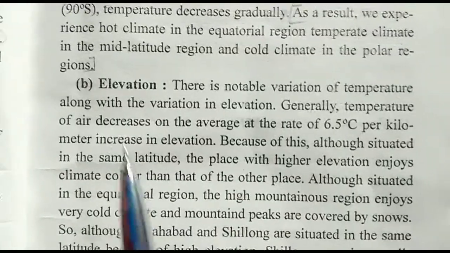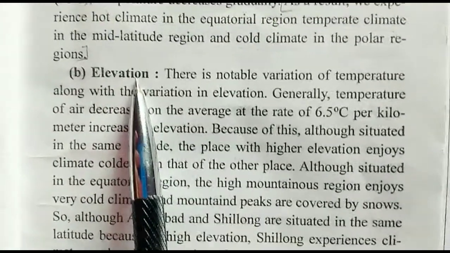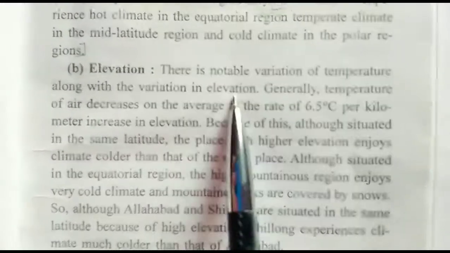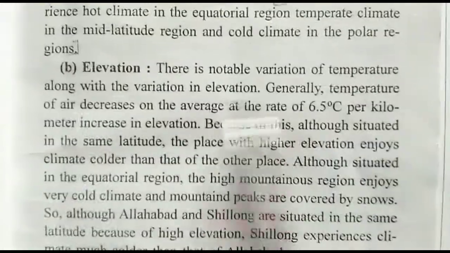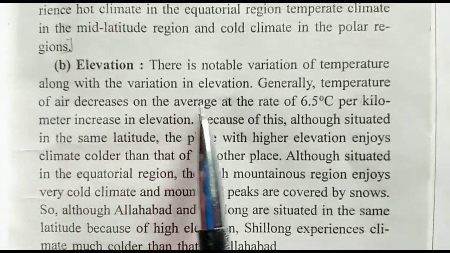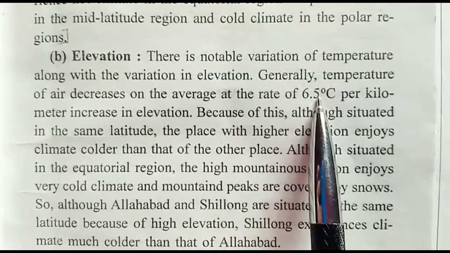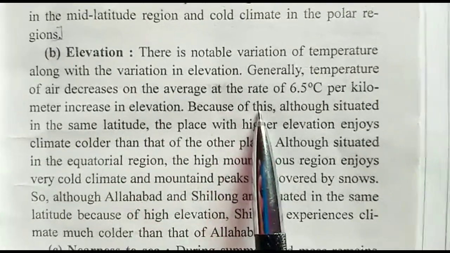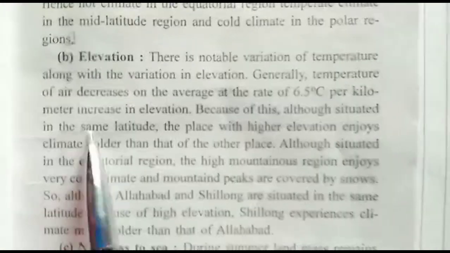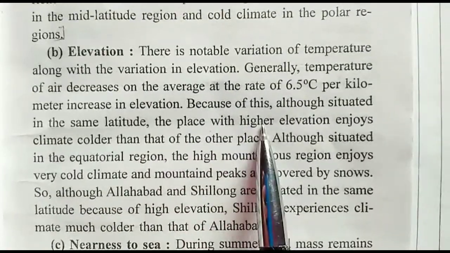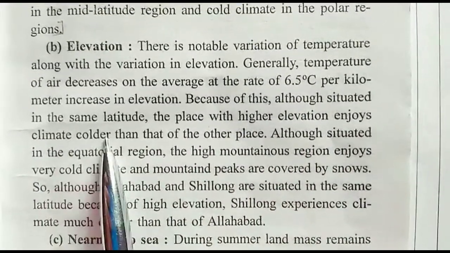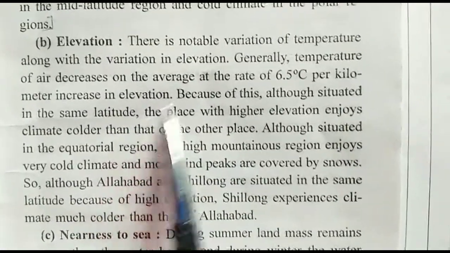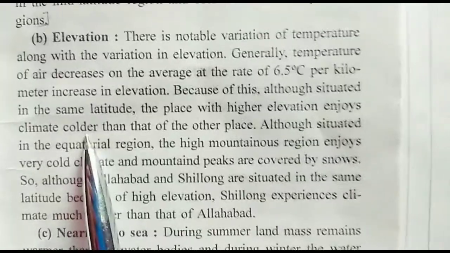The next factor is elevation. Elevation means the height. There is notable variation of temperature along with the variation in elevation. Generally, temperature of air decreases on the average at the rate of 6.5 degrees centigrade per kilometer increase in elevation. And because of this, although situated in the same latitude, the place with higher elevation enjoys climate colder than that of the other places. Means the more the height increases, the colder it becomes.